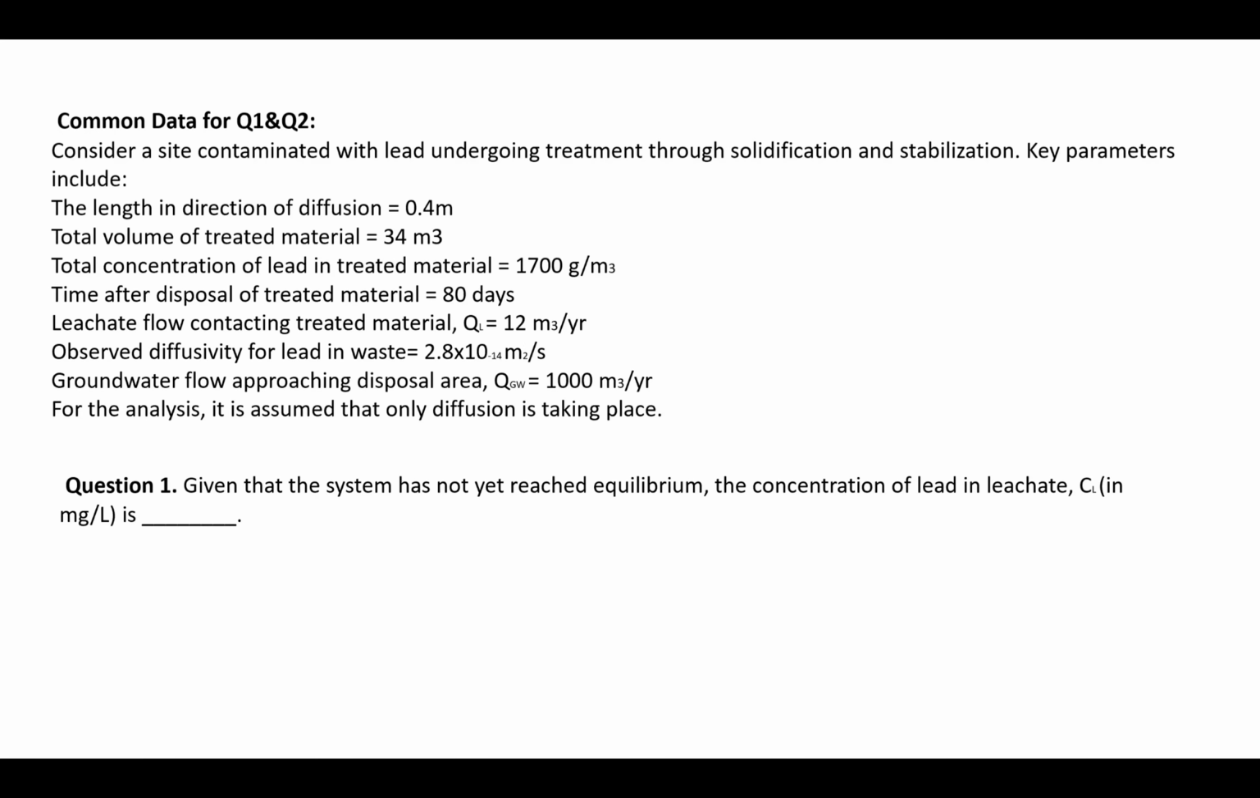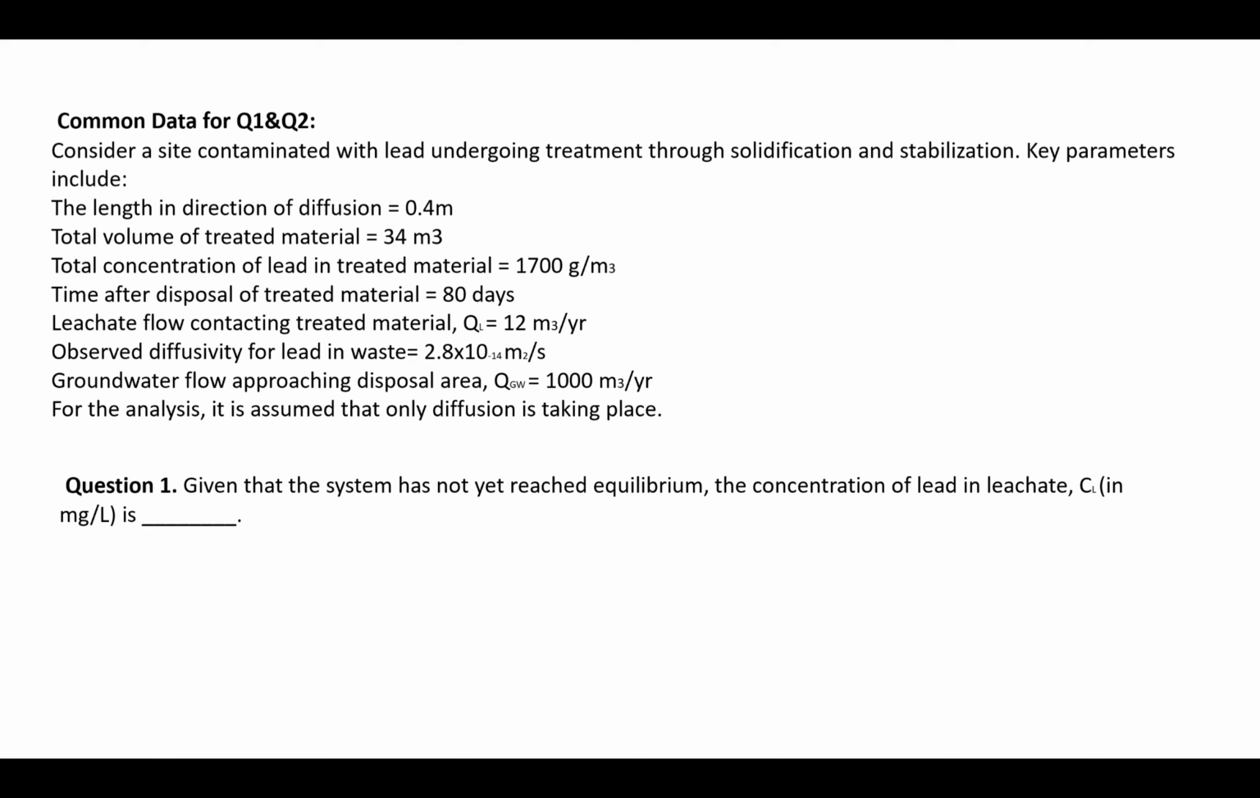The question is, consider a site contaminated with lead undergoing treatment through solidification and stabilization. Key parameters include the length in the direction of diffusion, which is 0.4 meter, the total volume of treated material, the total concentration of lead in treated material, and the time after disposal of treated material. The leachate flow contacting treated material is given, and the observed diffusivity for lead in waste is given.